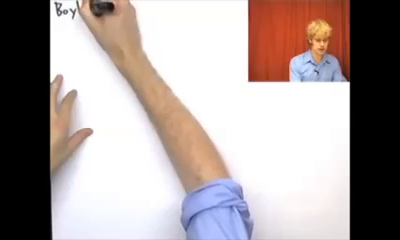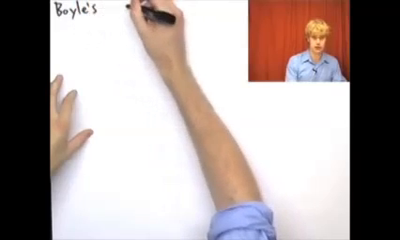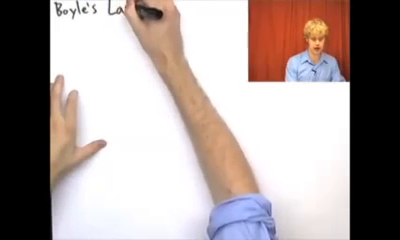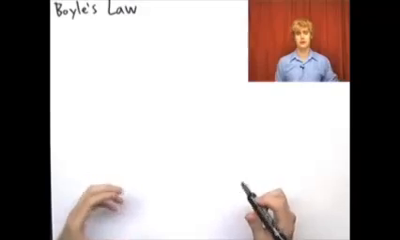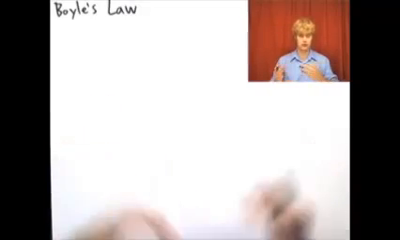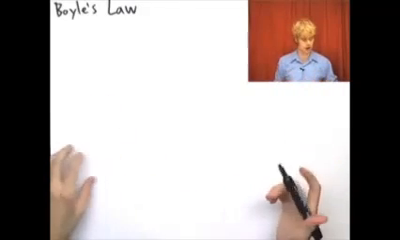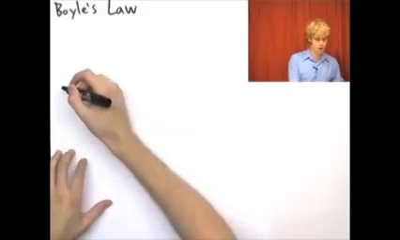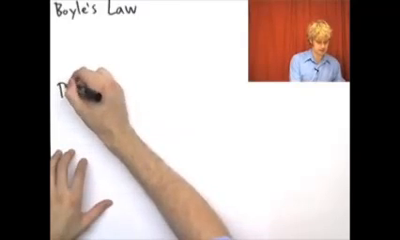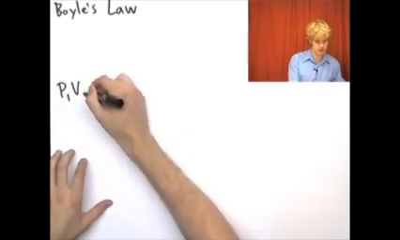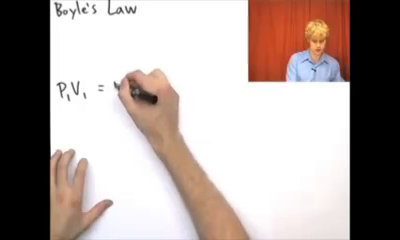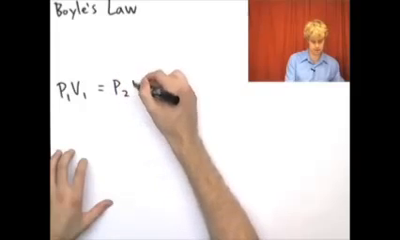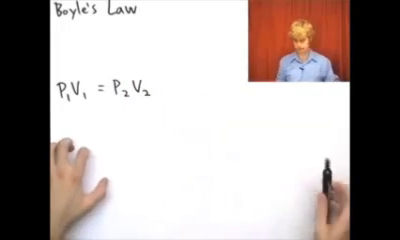The relationship between pressure and volume of a gas is described by Boyle's law, which is named after the scientist who figured out what the relationship between pressure and volume of a gas was. Boyle's law can be stated that P1 times V1 equals P2 times V2.